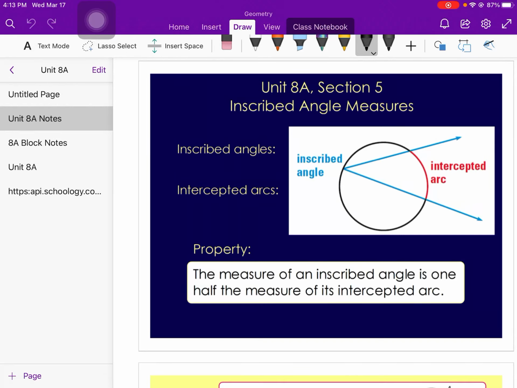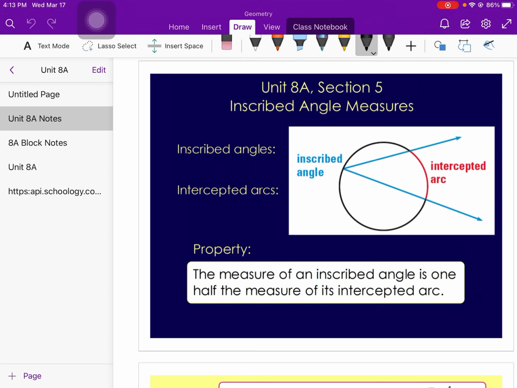Hey guys, welcome to Unit 8A, Section 5, and we were talking about inscribed angle measures. So inscribed angles, as you can see here, the inscribed angle is on the circle, so it's on the outside, the circumference of the circle. And then the intercepted arc is when the two rays intersect 2 points across from that inscribed angle.